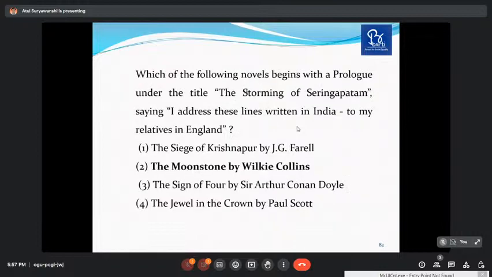The next question. Which of the following novels begins with the prologue under the title The Storming of Seringapatam, saying, I address these lines written in India to my relatives in England? The answer is The Moonstone by Wilkie Collins.